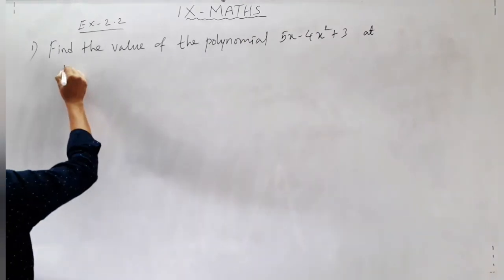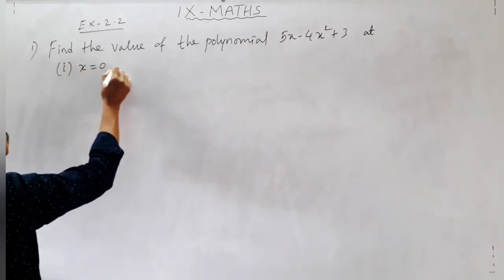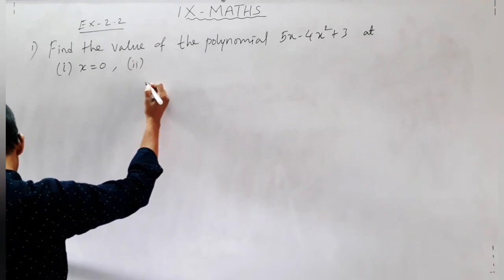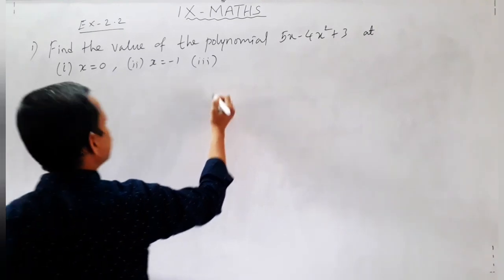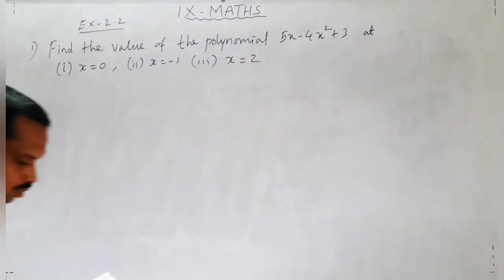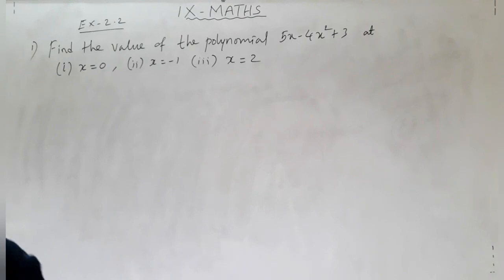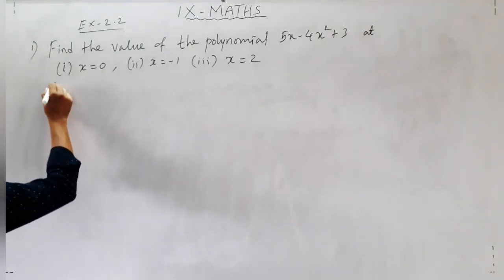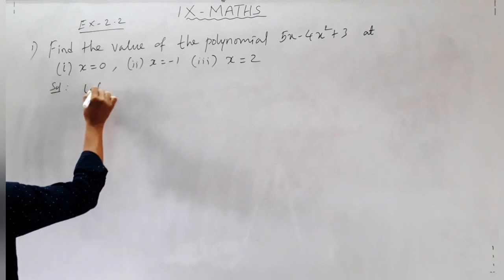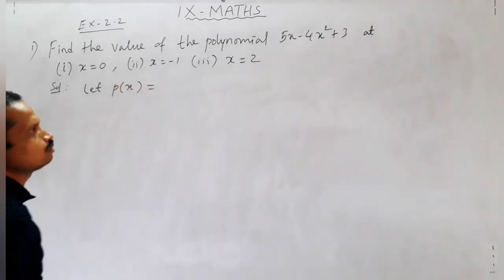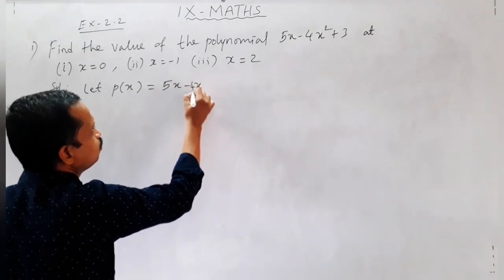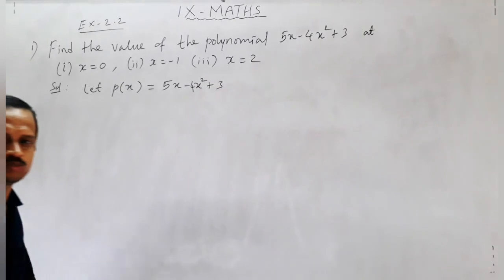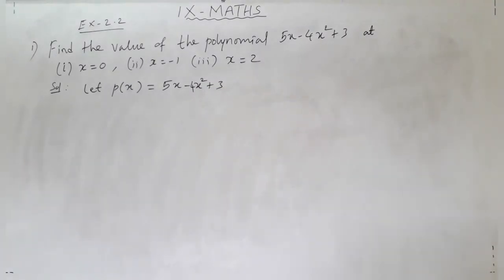Option 1, x equal to 0, option 2, x equal to minus 1, option 3, x equal to 2. So the options are there, we have to substitute. So solution, let p of x is equal to the given polynomial, 5x minus 4x square plus 3. It is given there.